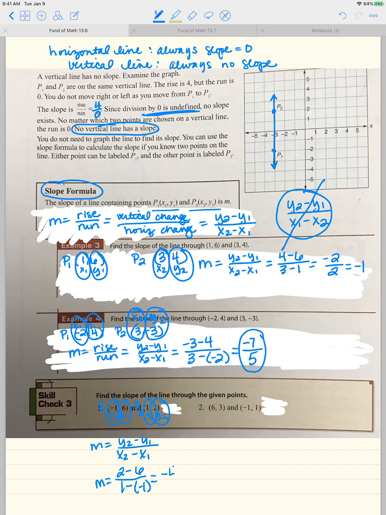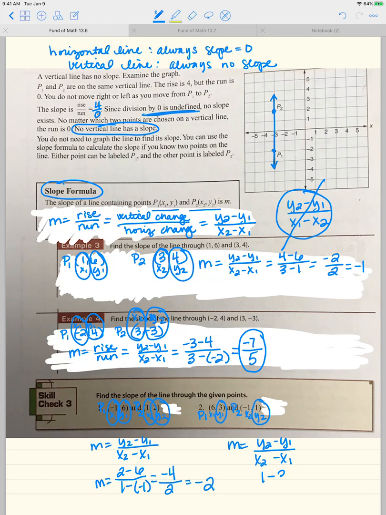2 minus 6 is negative 4. 1 minus negative 1, that is the same as 1 plus 1, that is 2. Okay, so that slope reduces to negative 2. Over here, first point is P1, second point is P2. M is equal to y2 minus y1 over x2 minus x1. So here we have x1, y1, x2, y2. So y2 is 1.